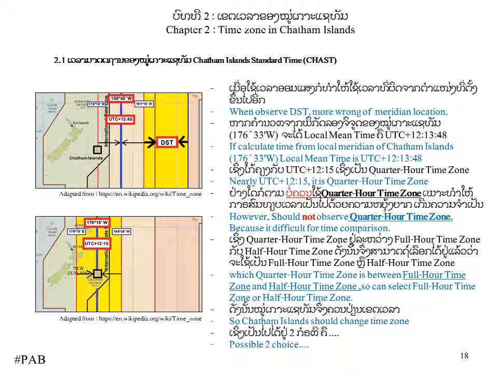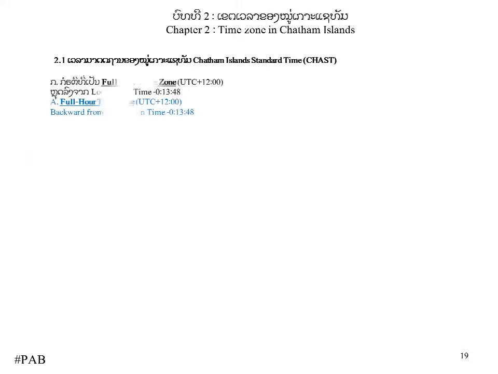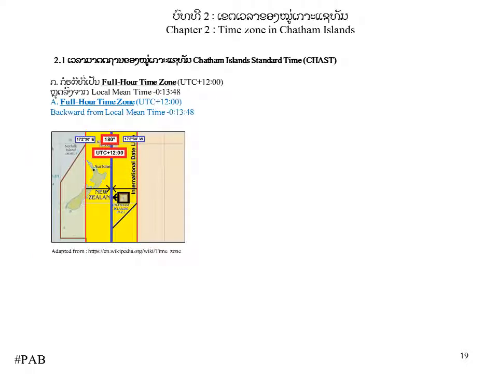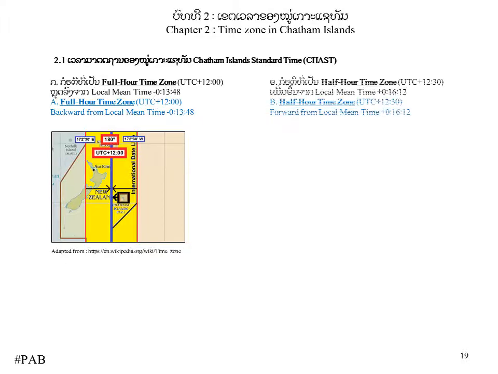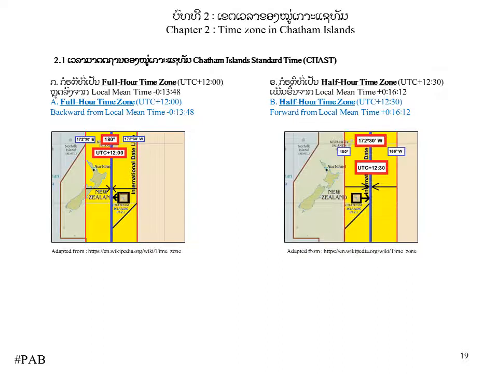There are two possible choices. Choice A: a full-hour time zone, UTC plus 12 hours, which is backward from local mean time by 13 minutes 48 seconds. Choice B: change to a half-hour time zone, UTC plus 12 hours 30 minutes, which is forward from local mean time by 16 minutes 12 seconds.